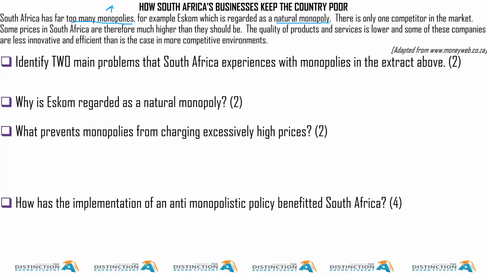So this word one competitor, it links with the word mono, because mono means one. Some prices in South Africa are therefore much higher than they should be. The quality of the product and service is lower, obviously because you don't have competition, and some of these companies are less innovative. They are not forced to be innovative because there is no competition. But look, where there is competition, firms think out of the box, and so they become innovative.